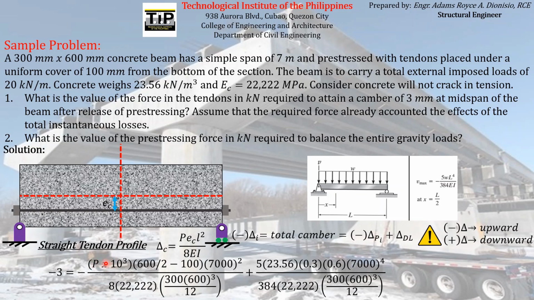That's why we have a conversion factor 10 cube here, to convert the kilonewton force that we will solve on this equation to Newton. So this is the conversion factor to Newton. If you use the shift solve function of your calculator, you can see that the magnitude of P, the pre-stressing force that must act on the tendons, must be equal to 402.10 kilonewton, so that the total camber that will be experienced by the concrete element is equal to negative 3 mm.